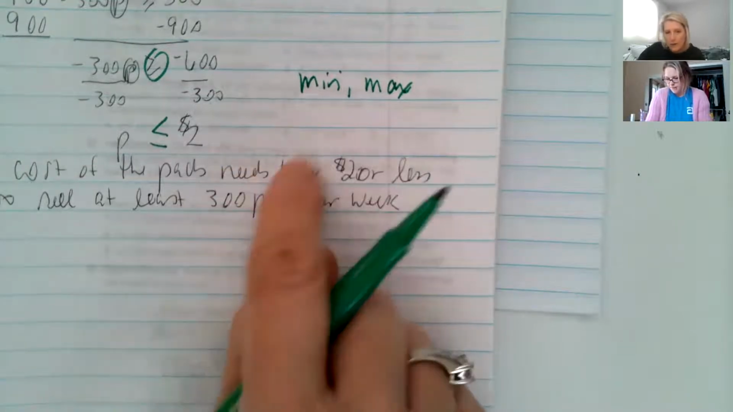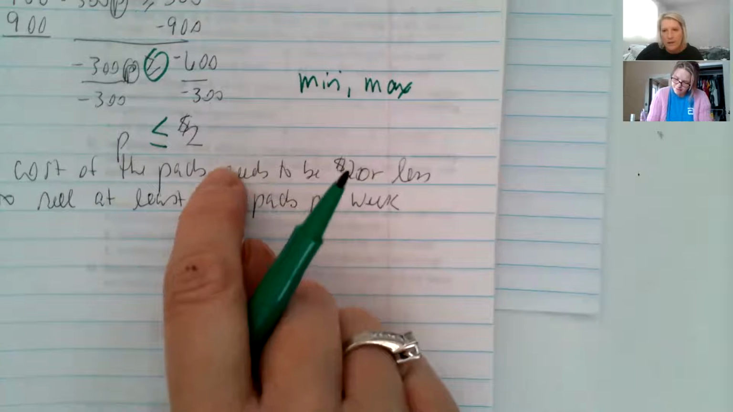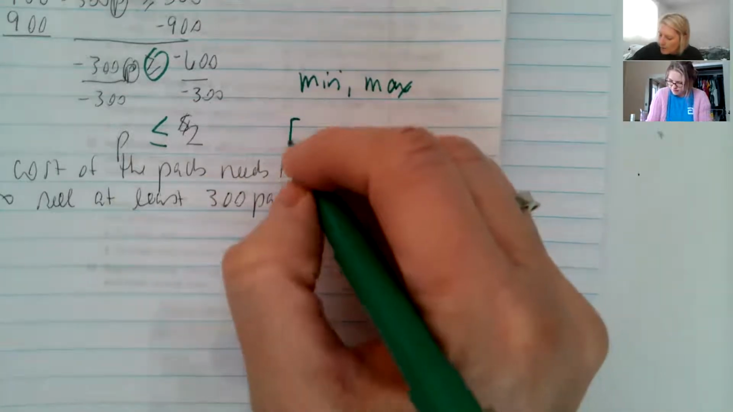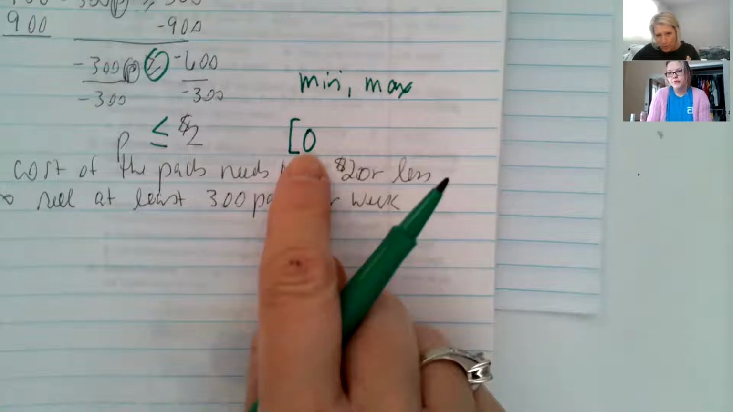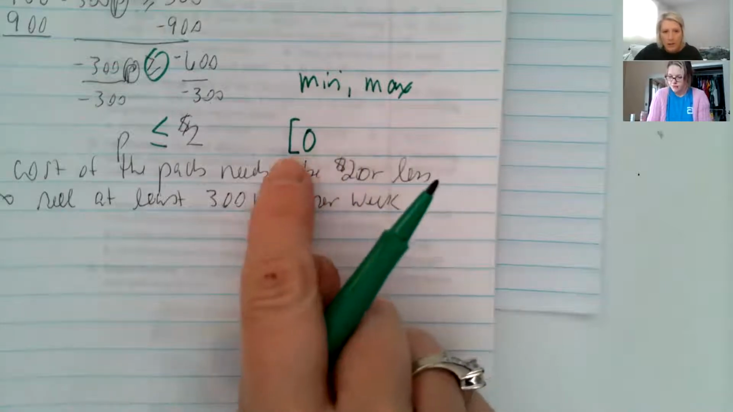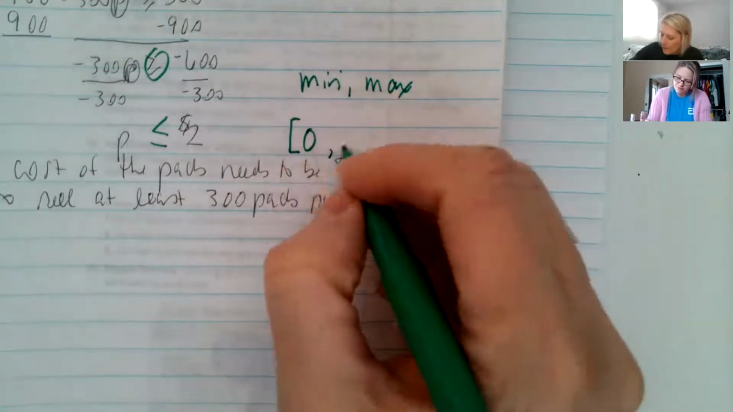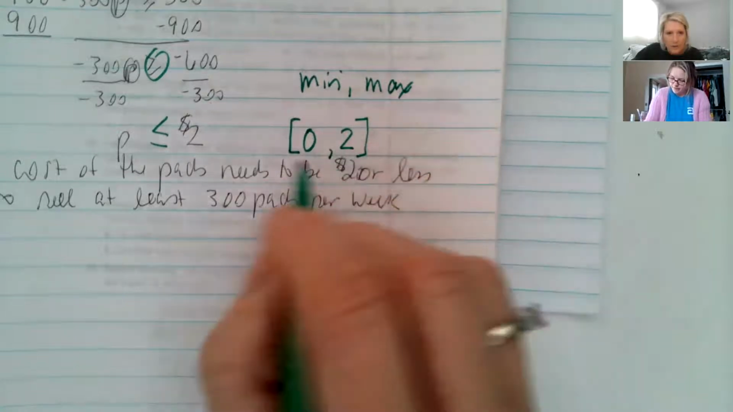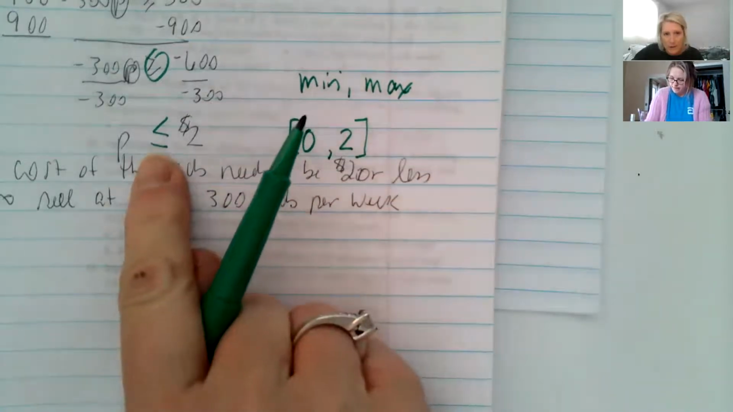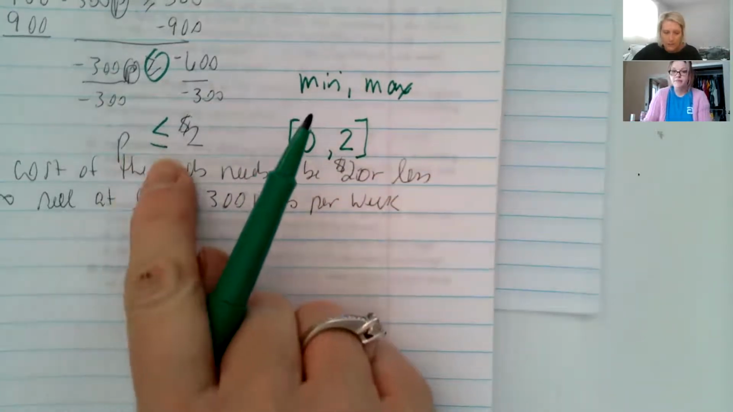So some of this in the stories, you have to keep it realistic. So it's going to be a bracket because it could be $0. Doesn't make sense that it would be, but it could be. So it's a bracket, 0, comma, 2. And it gets a bracket on the 2. It's the maximum because it's less than or equal to.